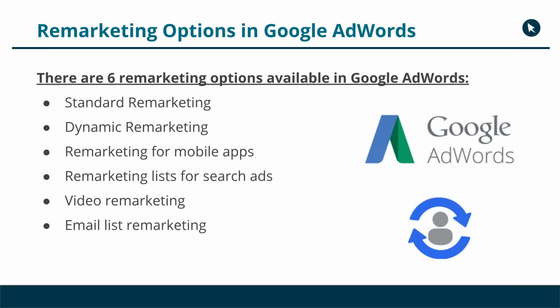Cool. So I want to go through the actual options now. Funnily enough, we have about 6 options here as well. We didn't really plan that for the previous slide where we had 6 points. I'm going to go through these real quickly, and there are some of them that I'm going to go through in a little more detail, others that are a little more niche. The ones I want to go over are standard remarketing, dynamic remarketing, remarketing specifically for mobile apps, remarketing lists for search ads or RLSAs, video remarketing, and then email list remarketing.